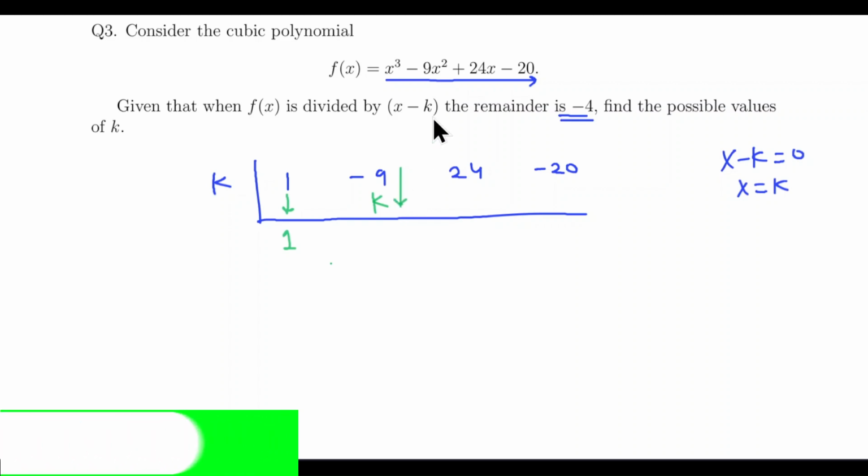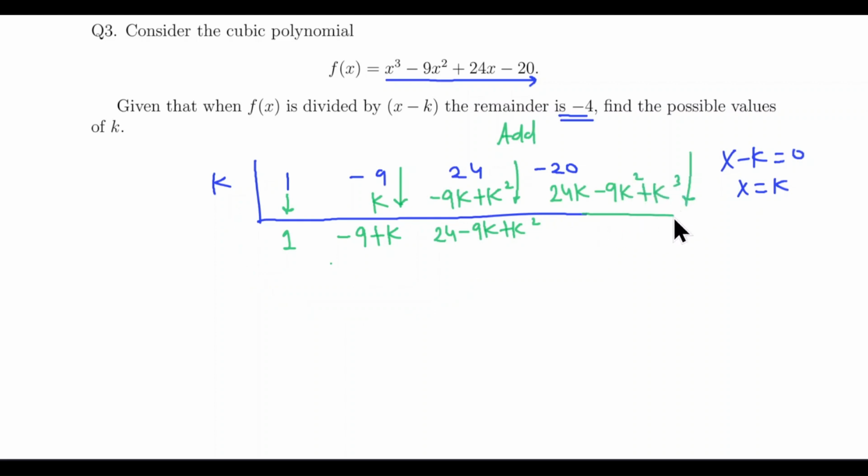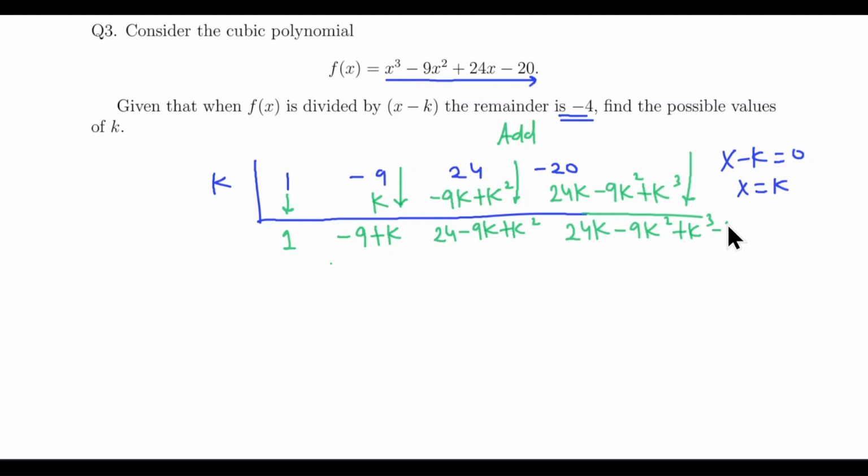So if I add these two things, this is going to look like negative 9 plus k. This negative 9 plus k, I'm going to multiply back by k. So I'm going to have negative 9k plus k square, and I'm going to add these two things. When I add this, it will become 24 minus 9k plus k square, and I'm going to multiply this again by k, and this is going to look like 24k minus 9k square plus k cube, and I'm going to add these two up again. So this will become 24k minus 9k square plus k cube minus 20.